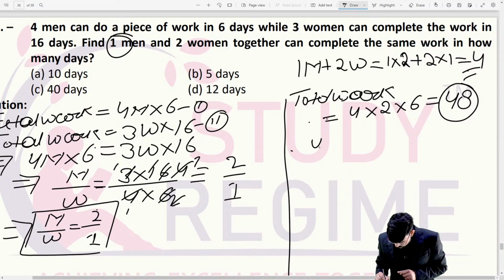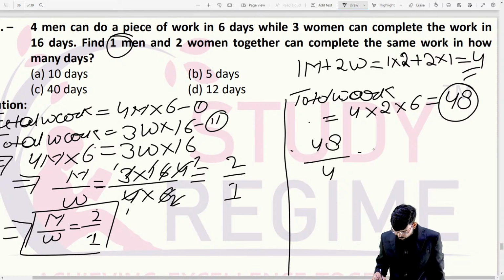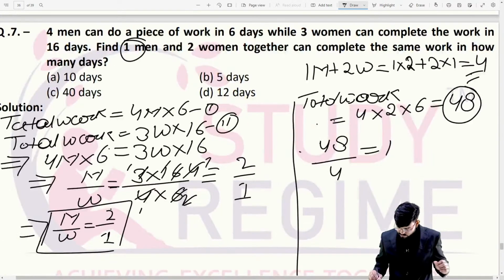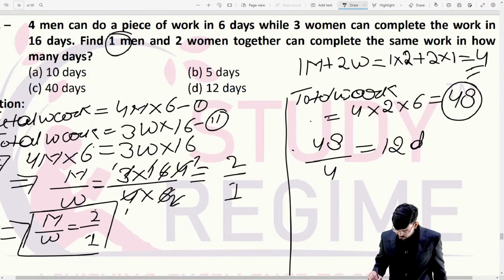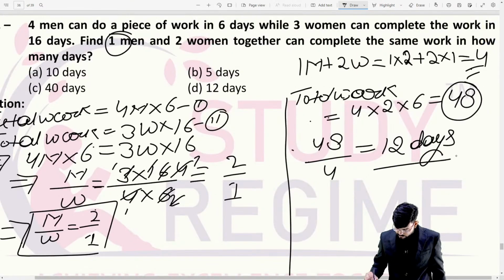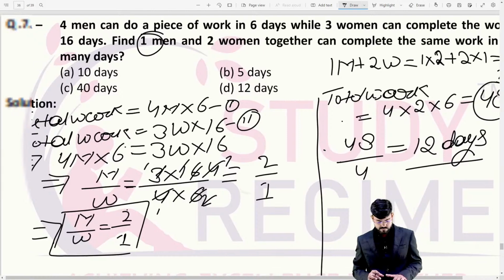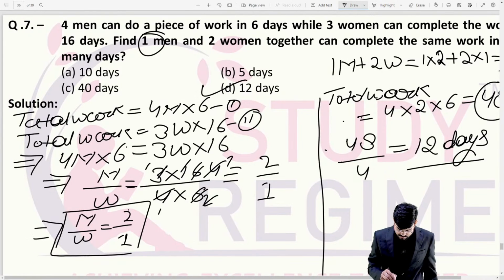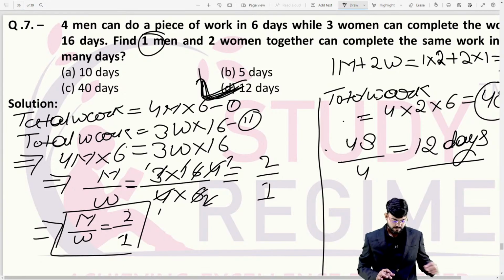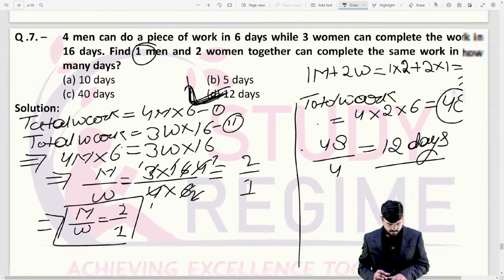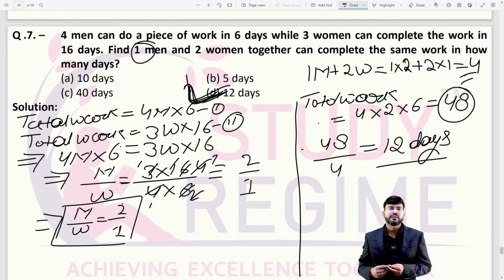Now, divide this 48 by 4. You will get 12 days. Clear? Your answer will be the 7th option. Sometimes some children are also given in the question, but you need to solve it like this only.